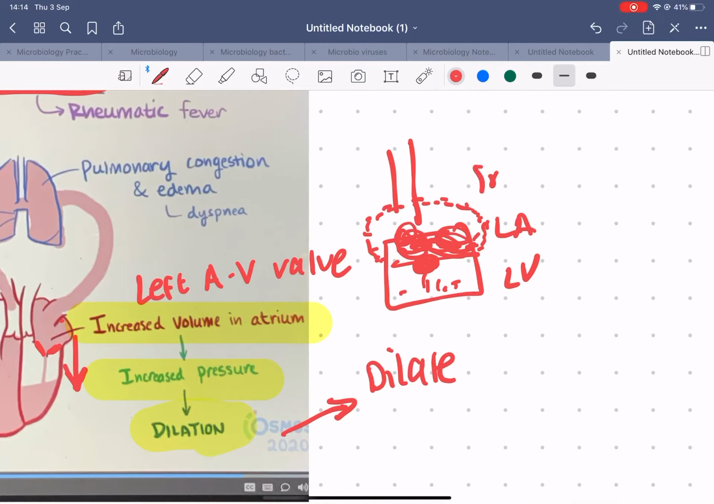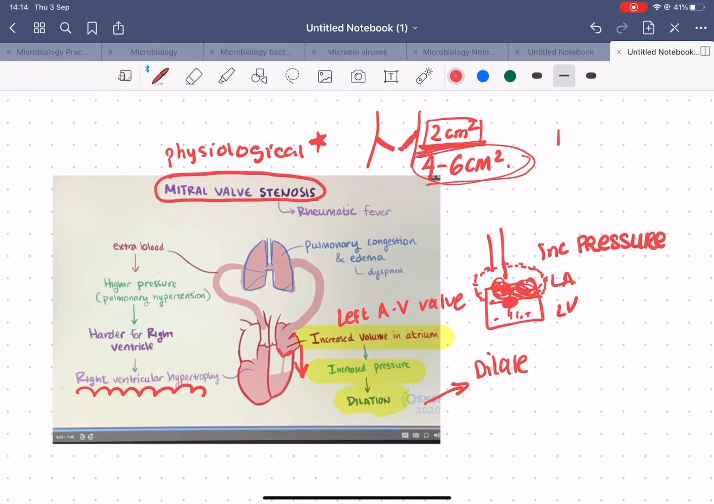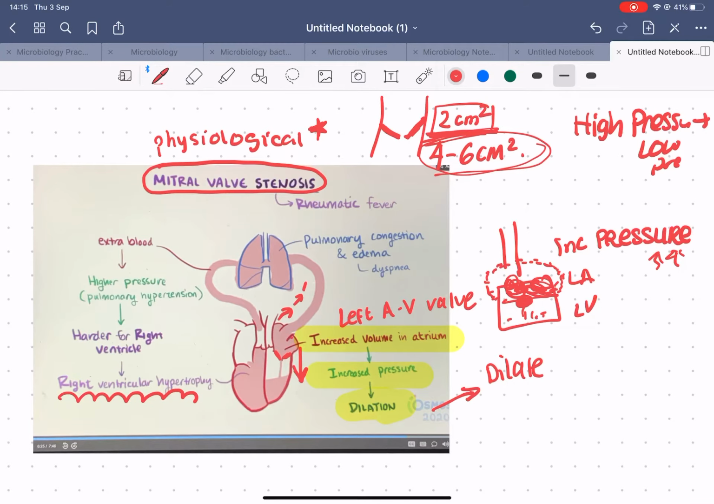And when the left atrium expands, there's increased pressure. An important concept in physiology or physics is that blood flows from an area of high pressure to an area of low pressure. But if the pressure keeps going higher and higher here, eventually the blood might flow backwards, into the pulmonary veins. As it does so, the blood will back up. This will cause pulmonary congestion. Eventually, it will lead to edema due to the increased hydrostatic pressure. It will lead to pulmonary edema, and that's what's going to give you the symptom of dyspnea.